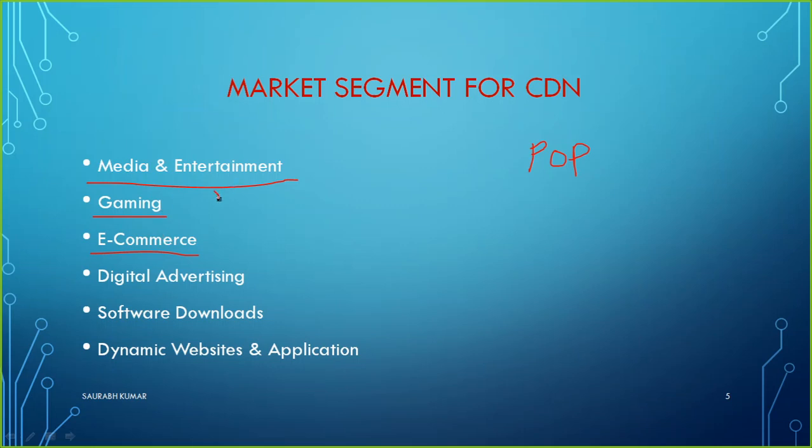So we have media and entertainment companies, gaming, e-commerce, digital advertising. If some company is doing digital advertising, they use the CDN. Software downloads, especially software which you download for free, or any big company also, like File Hippo or other sites from where you generally download software. Even Microsoft allows you to download software, like the evaluation versions of Windows Server 2012, 2016, SQL. Those are all stored on the CDN.